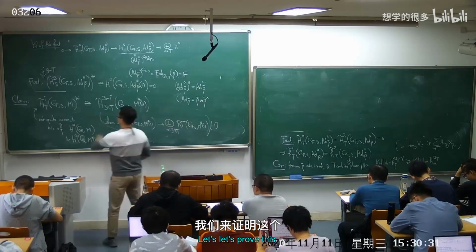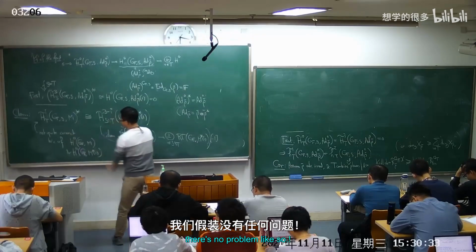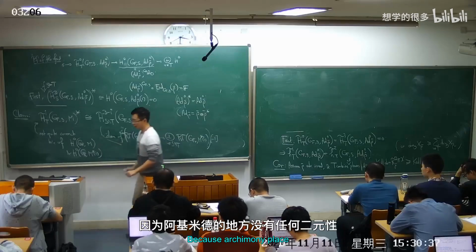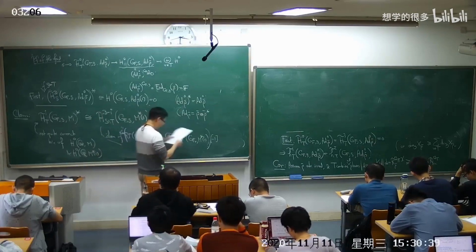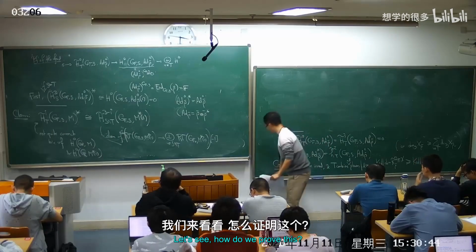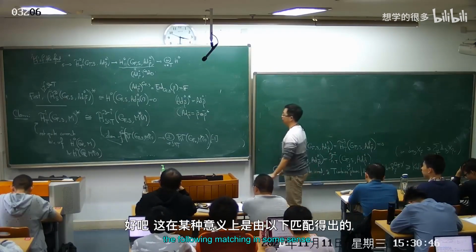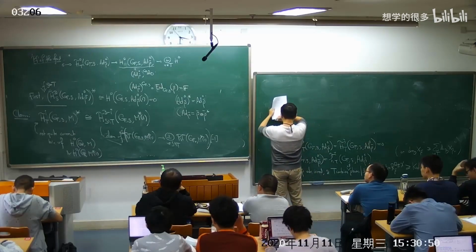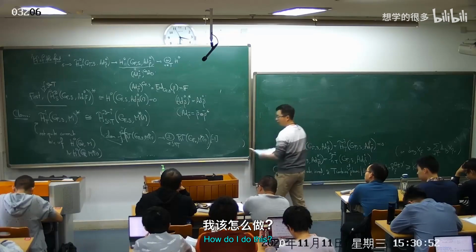Okay, so let's prove this. Let's pretend there's no issue from the Archimedean places, because Archimedean places don't have a duality. That's a bit annoying. So, how do we prove this? Well, this essentially follows from the following matching in some sense. Let's see. How do I do this?